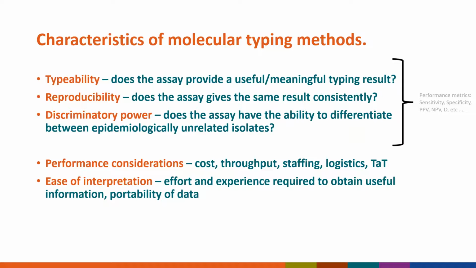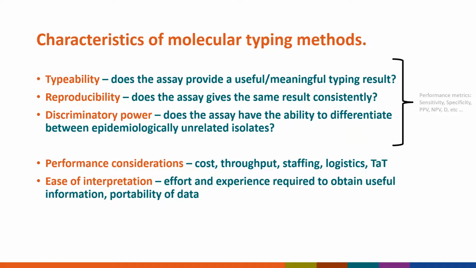The discriminatory power is something that we dwell on a lot. Does the assay have the ability to differentiate between epidemiologically related or unrelated isolates? And as we'll see, there's different levels of resolution that can be applied, and sometimes you don't necessarily need to go down to the base level to really understand what's going on in a broader population. So as I said, these are all essentially performance metrics. They give you things like the sensitivity and specificity of the assay, but they're really how the assay itself performs.